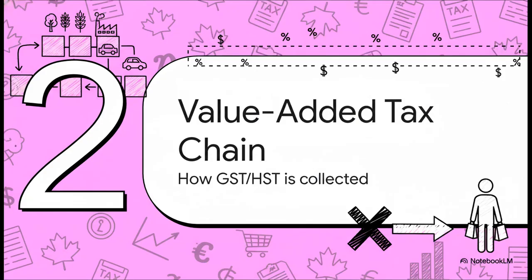So, how does this tax actually get collected? This is probably the most important concept we'll cover today. GST and HST are what we call a value-added tax. This is totally different from a simple retail sales tax like PST, which is only paid once by the final customer. So why do it this way? Well, it makes the system incredibly robust. By collecting a little bit of tax at each stage of the supply chain, the government smooths out its revenue and makes it much, much harder to evade the tax.